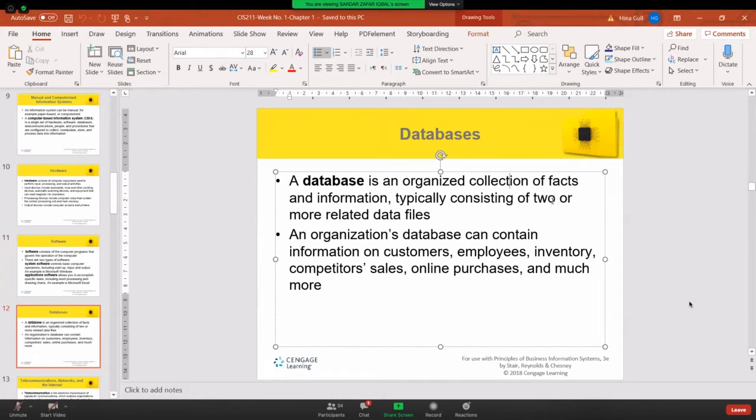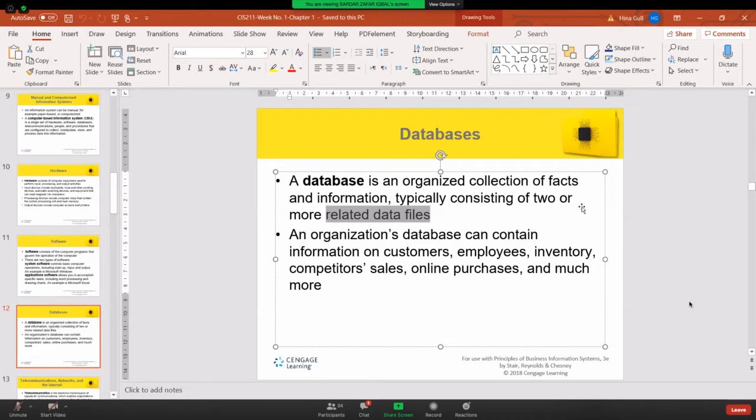Typically consists of two or more, this is a keyword, related data files. Understand? There are two things here. Organized collection of facts, which means organized information, and related data files. So this is called a database. Logically related data. Now the next point gives us the example: the organization database can contain information on customers, employees, inventory, competitor sales.